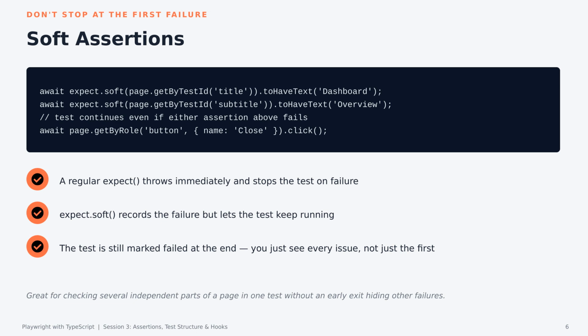Here's the distinction. A regular expect throws immediately and stops the test dead the moment it fails. expect.soft records that failure, but lets the test keep running past it. The test still ends up marked as failed overall. You're not losing that signal, but now you get to see every single issue on the page in one run. Instead of fixing one failure, rerunning, hitting the next failure, fixing that, rerunning again, and so on. This is genuinely great for checking several independent parts of a page in one test without an early exit hiding other real problems from you.